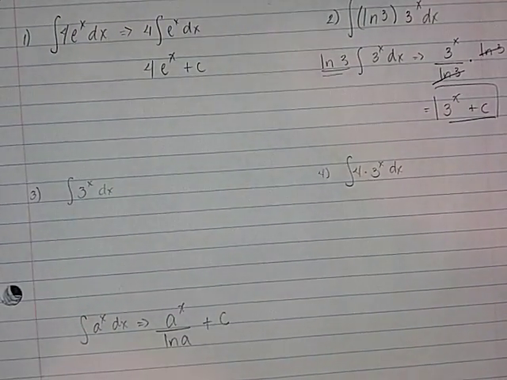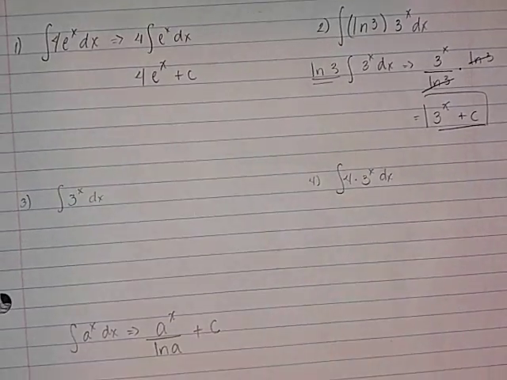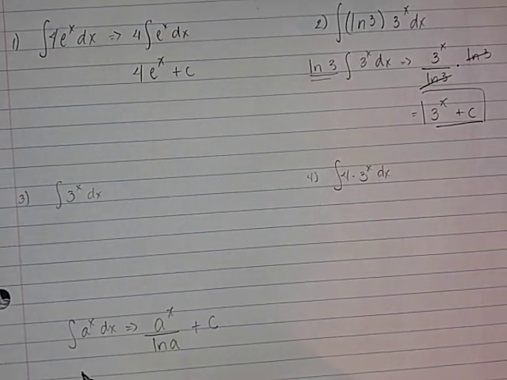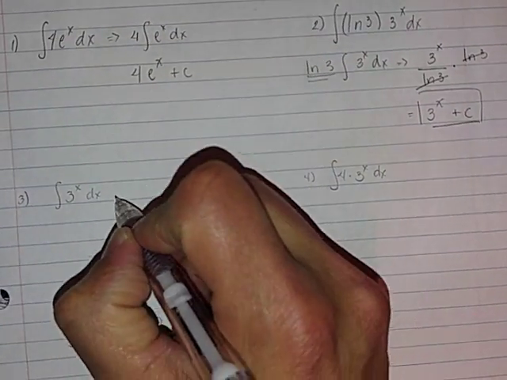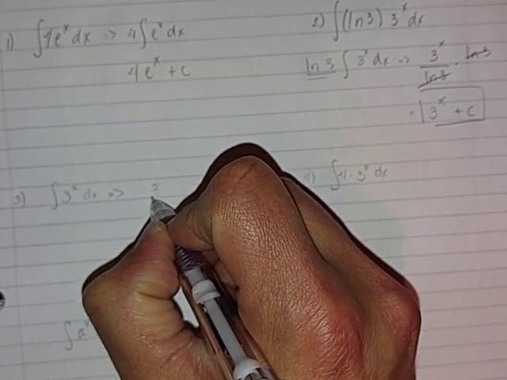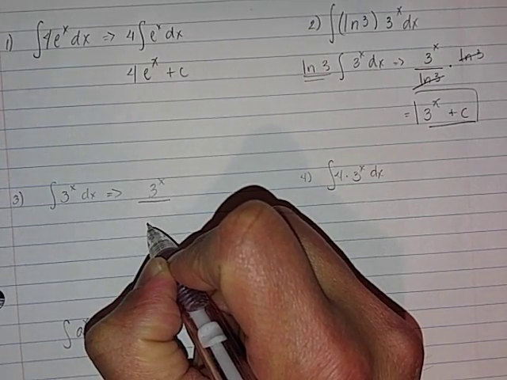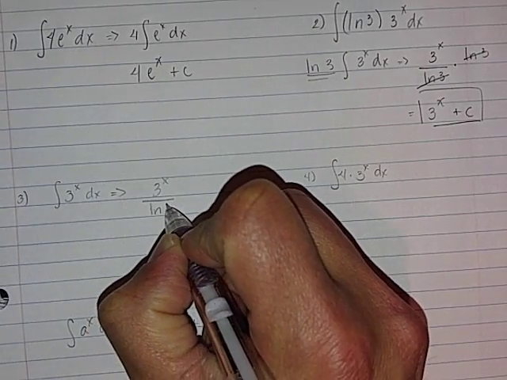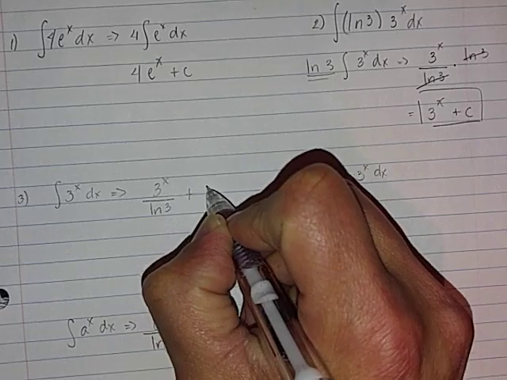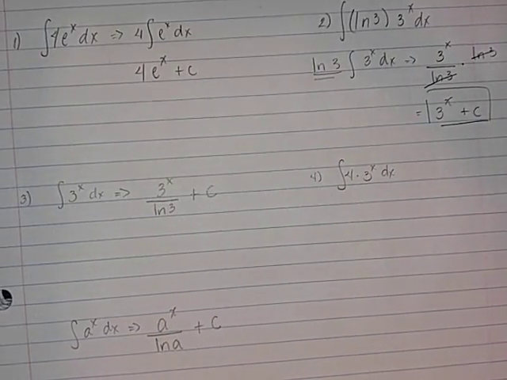Alright. The next one, we have 3 to the x dx. And that one's kind of easy as well. 3 to the x, but instead of multiplying, we're going to divide. And that's going to be ln of 3 plus some constant of integration.